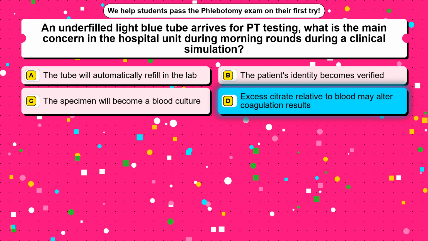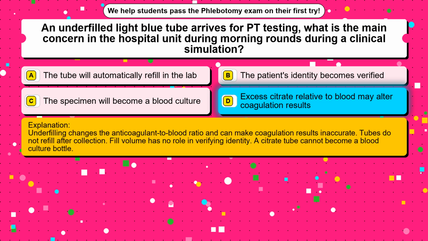Excess citrate relative to blood may alter coagulation results. Underfilling changes the anticoagulant to blood ratio and can make coagulation results inaccurate. Tubes do not refill after collection. Fill volume has no role in verifying identity. A citrate tube cannot become a blood culture bottle.